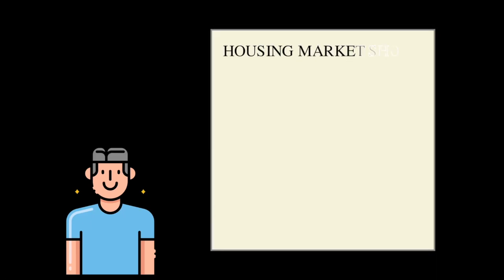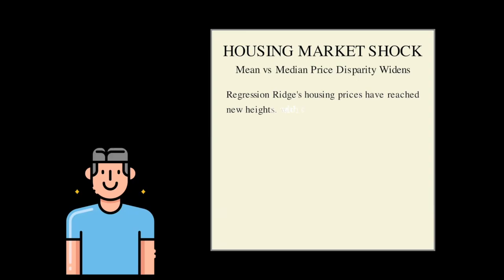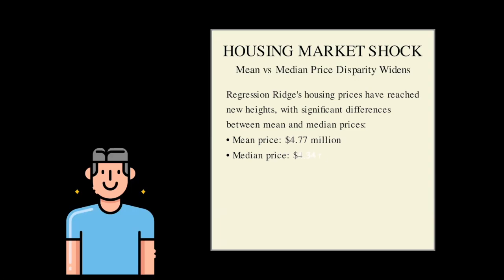You have saved money to buy a house. So you pick up the latest edition of the newspaper, and this is what you read: Housing market shock. Mean and median price disparity widens. Regression ridges: housing prices have reached new heights with significant differences between the mean and median prices.